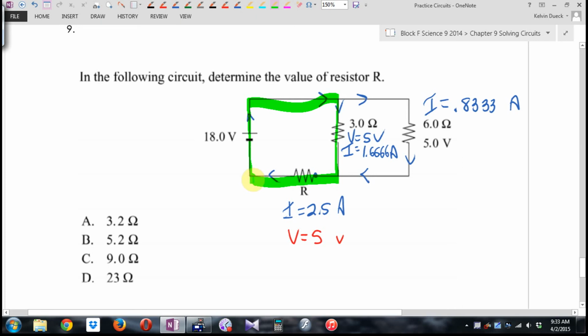You still have 8 volts left. That has to be wrong. Can't be 5. Has to be 13. No, I equals V over R. Good, now find the resistance. Is it 5.2? B, if this was a multiple choice question.